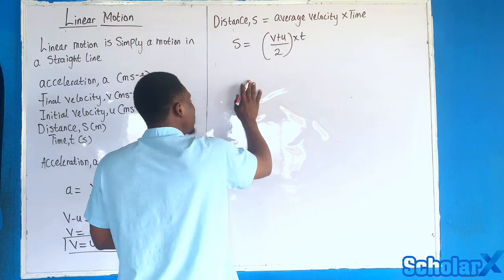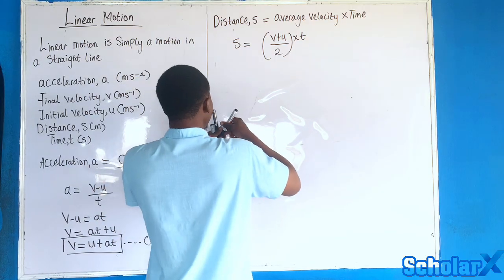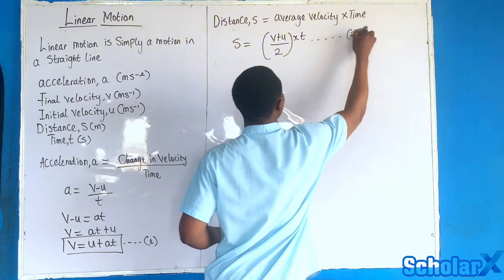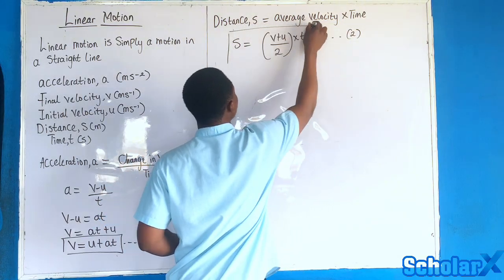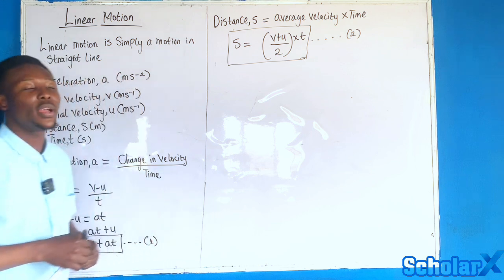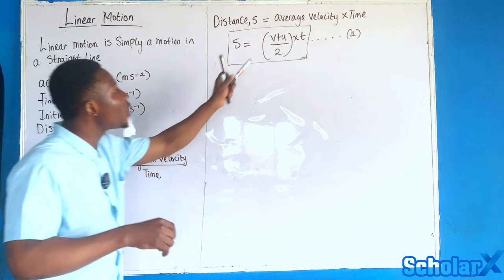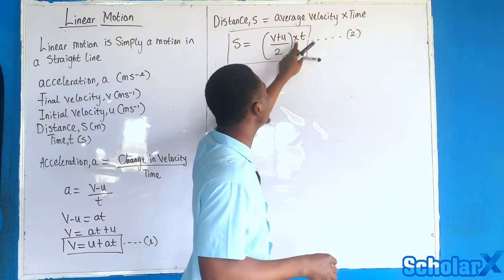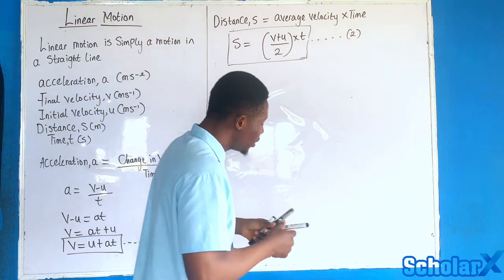Now, take note. This is the second equation of motion. Take note of this. This is very, very important. So from this equation, distance is average velocity multiplied by time.